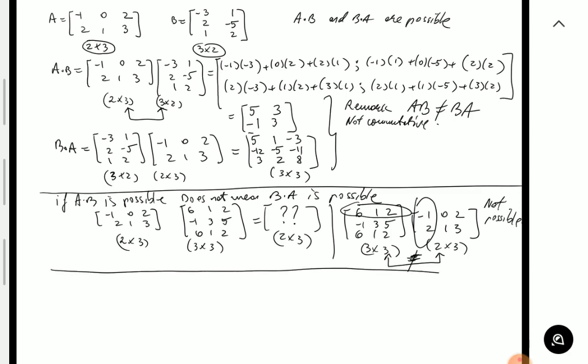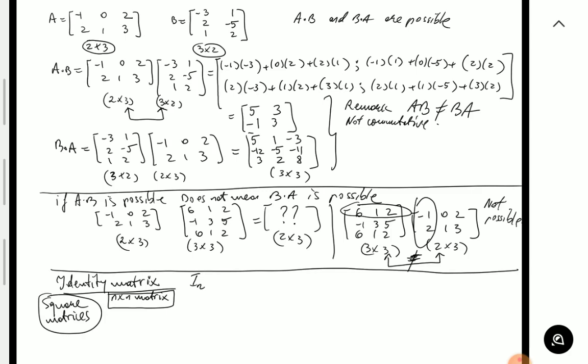So finally, the last remark: there is one special matrix that plays the role of 1 for multiplication. This is called the identity matrix. It is denoted by I_n, so it's an n by n matrix, same number of rows and columns. By the way, these are also called square matrices. I forgot to mention this notion here. If the number of rows and columns are the same, these are called square matrices for obvious reasons, because it looks like a square.